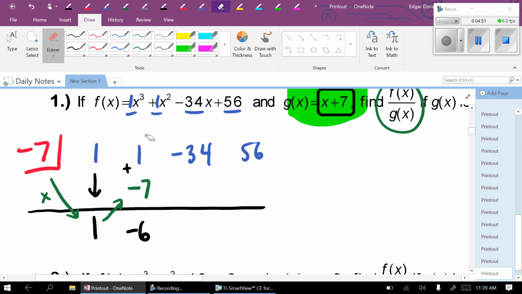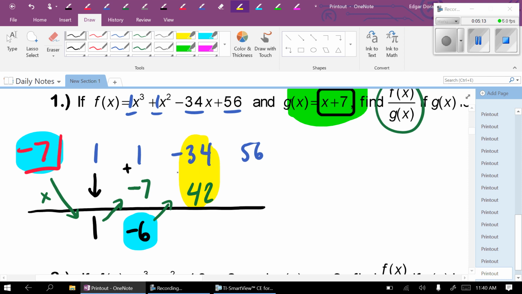Okay? So I'm going to go ahead and multiply that negative 7 times negative 6. So the box number times that bottom number. That's going to give me a positive 42, and that positive 42 I'm going to put right here. Well, now I add my column, negative 34 plus 42. Remember, you are adding these. Okay? That's going to give you 8. So that's going to bring you an 8 right down here.